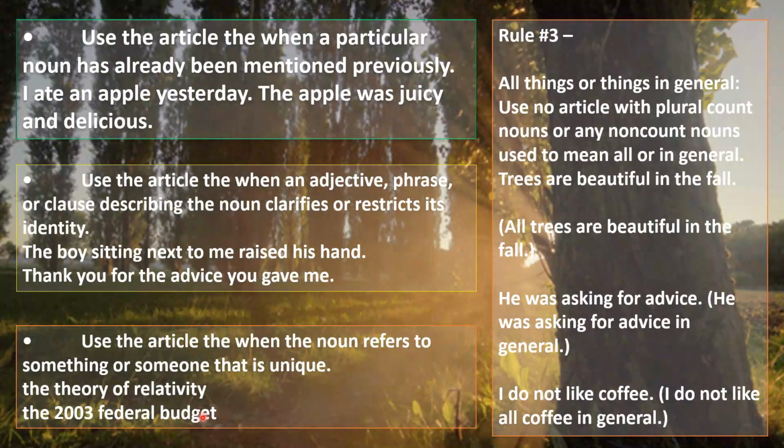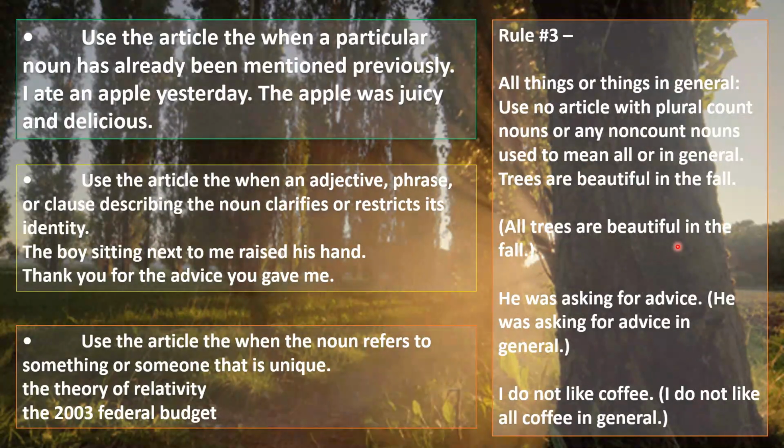The next one, rule number 3. All things in general use no article. And in general, it is in the plural form. You can count it and it is in the plural, more than one. And it uses no article.